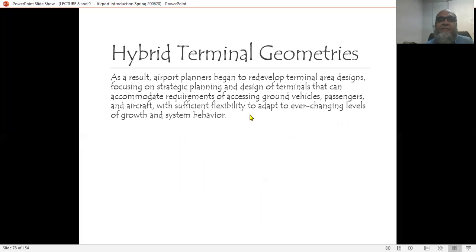As a result, airport planners began to redevelop terminal area design, focusing on strategic planning and design of terminals that can accommodate requirements of accessing ground vehicles, passengers and aircraft with sufficient flexibility to adapt to ever-changing levels of growth and system behavior.